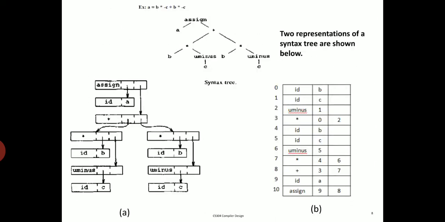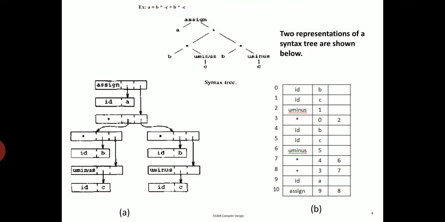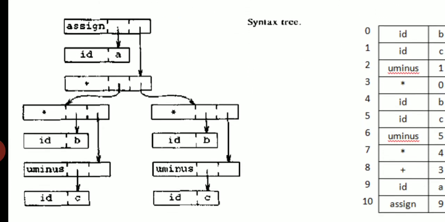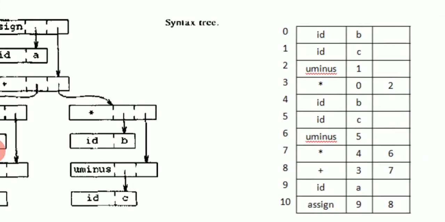The next slide shows another expression, a = b * -c + b * -c. The syntax tree for the same is drawn in two representations. The same syntax tree can be represented in two ways: one is the tree form and the other is an array of records. The left hand side shows the tree structure, which has nodes with pointers. An operator node has two pointers, and a leaf node has a leaf value and a pointer to the symbol table entry.